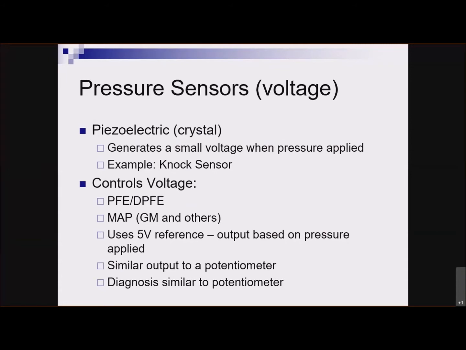Ford likes to call it signal return. GM likes to call it low reference. Other manufacturers just might call it sensor ground, but it's going to be a ground wire right back to the computer. And the third wire is the actual signal wire. So that's the one that changes based on the pressure applied to the sensor.